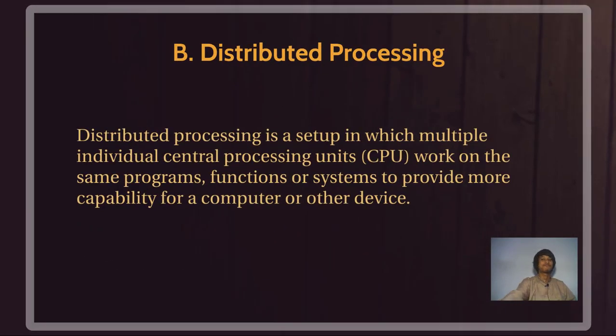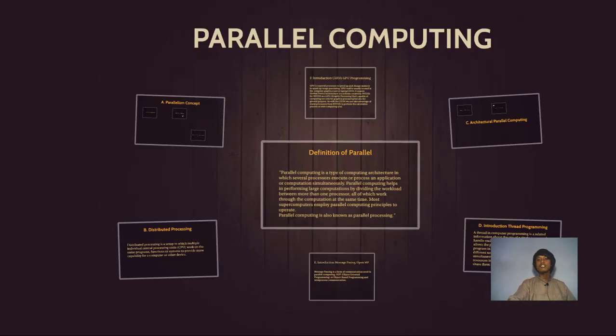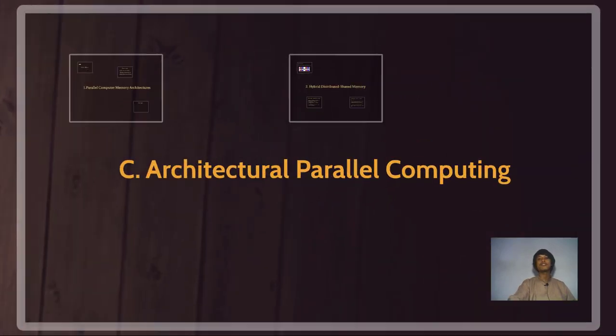B. Distributed processing. Distributed processing is a setup in which multiple individual central processing units, or CPUs, work on the same programs, functions, or systems to provide more capability for a computer or other device. And C. Architectural parallel computing.